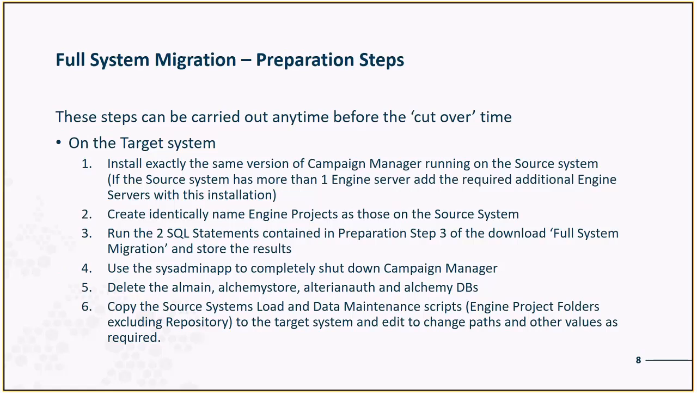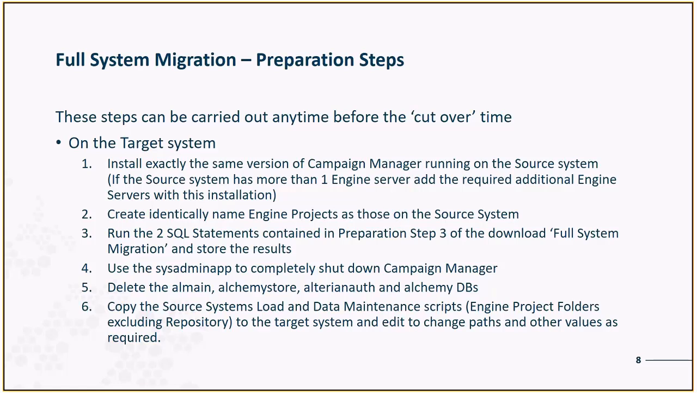Create identically named engine projects as those on the source system. Run the two SQL statements you'll find in preparation step 3 of the download associated with this video. The download is called Full System Migration, and you need to store the results of those two SQL statements. Use the sysadmin app to completely shut down Campaign Manager. Delete the AL-main, Alchemy Store, Alterian Auth and Alchemy DBs.